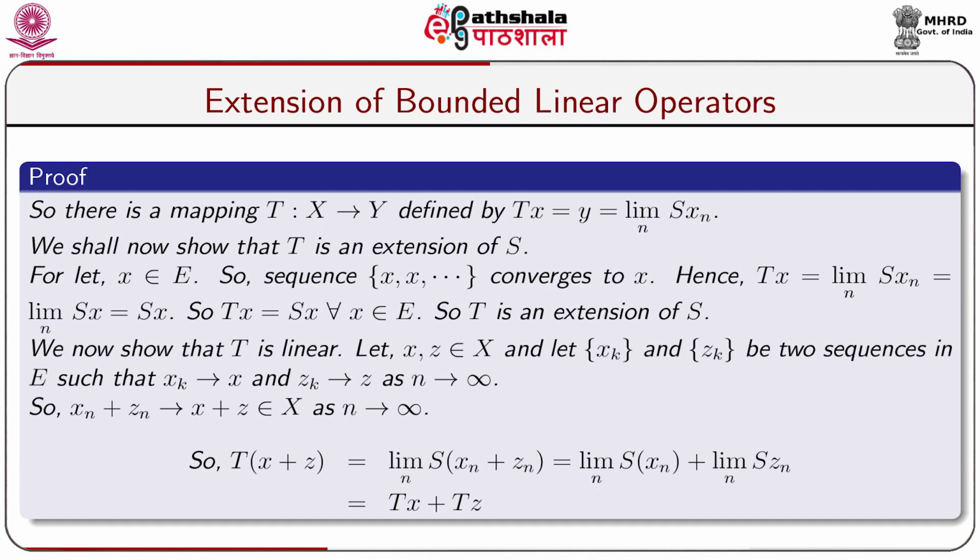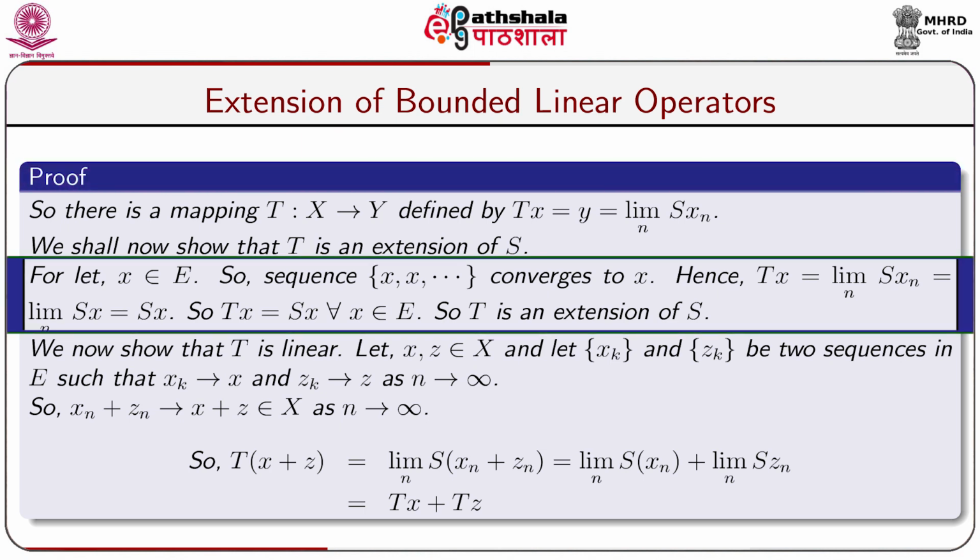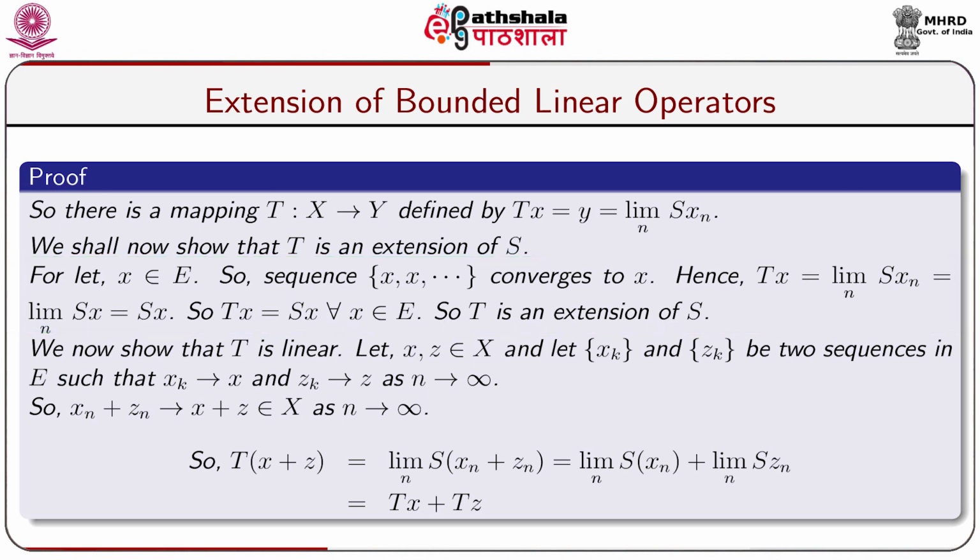So, there is a mapping T from capital X to capital Y defined by Tx equal to y equal to limit n S xn. We shall now show that capital T is an extension of capital S. For let x belongs to capital E, so the sequence, the constant sequence, converges to x. Hence, Tx equal to limit n S xn equal to limit n Sx, which is equal to Sx. So, Tx equal to Sx for all x belongs to capital E. So, T is an extension of capital S.